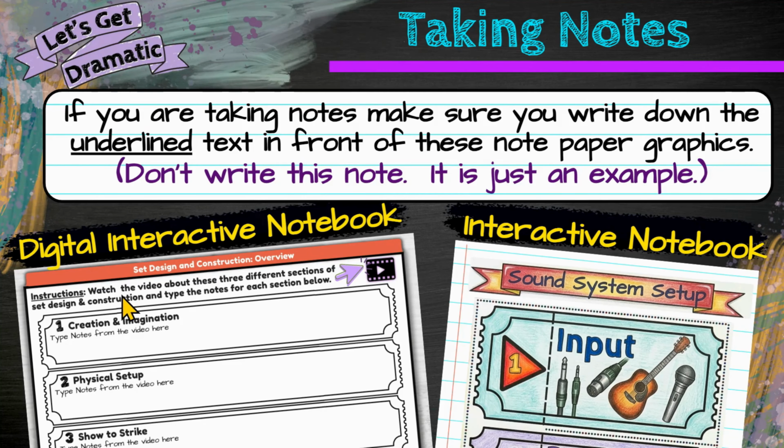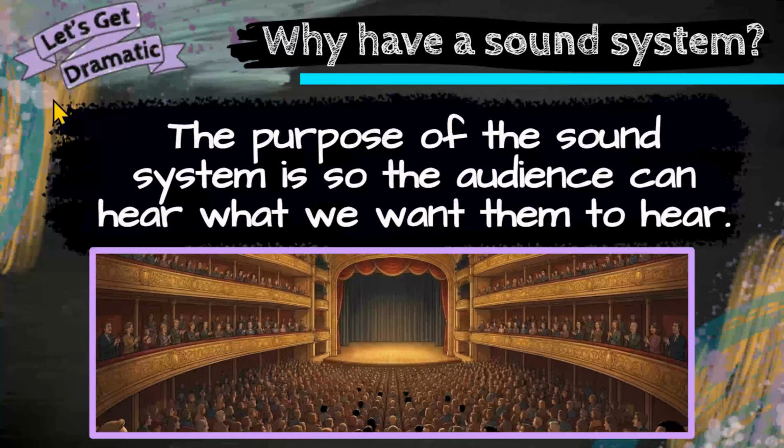So we have the digital interactive notebook over here. You would just click on these spots where it says type the notes from the video in the boxes, and you'd be able to type the notes in front of the notepaper graphics right here. And if you have the physical interactive notebook, you will just lift up these flaps to be able to take your notes on the paper underneath them. Notice that this slide doesn't have any notepaper graphics with underlined text, so you don't have any notes to take on this slide.